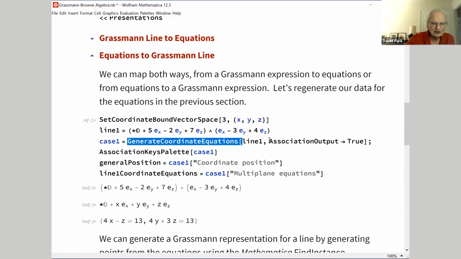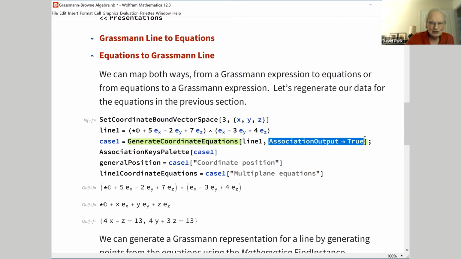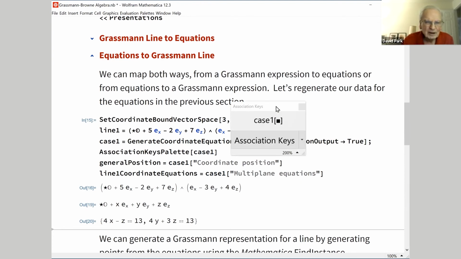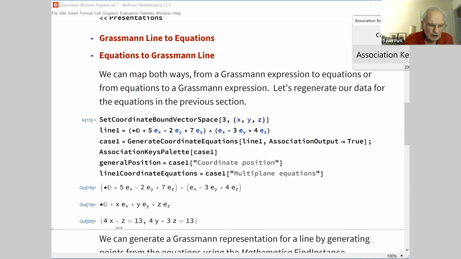This has an option which says do you want to have association output? And I say true. So this will give you an association with keys and entries, and there will be everything from the input that you started with, the first Grassmann equation you used, and all the intermediate steps, and then the final output. So I evaluate this, and I get up a palette. Okay, there it is. And so now if we want to do something, this is a general palette that will work for any association that's just a single level.